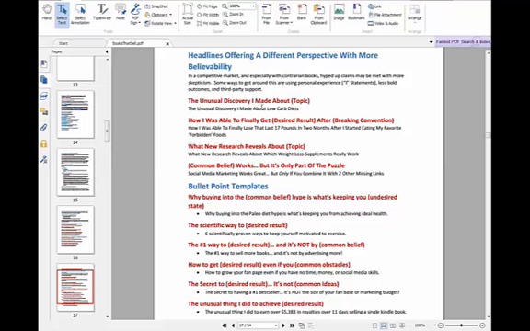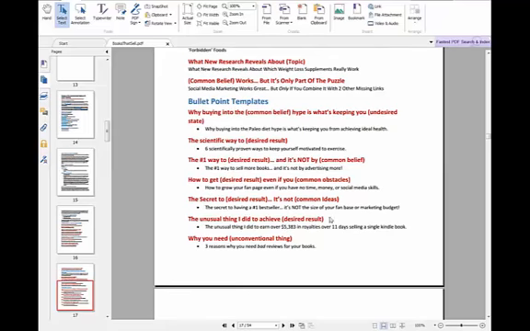The unusual discovery I made about a topic. So this could be first person, okay? You could realize with any of this stuff, instead of I made, it could be researchers made, it could be the unusual discovery a doctor made about whatever. It doesn't have to be first person, okay? So you can switch from first to second to third person with any of these things. And then I give you some bullet point templates.